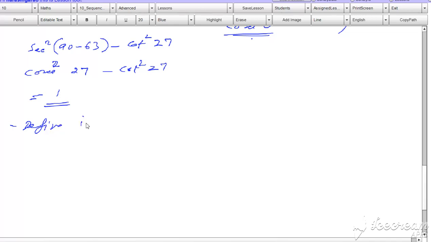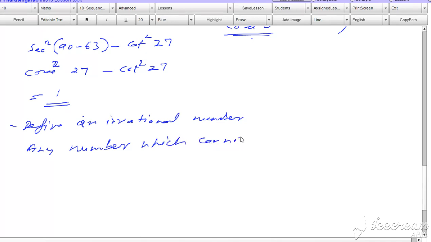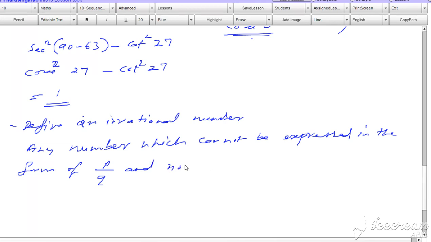Define an irrational number. Any number which cannot be expressed in the form of p over q, and non-terminating and non-recurring decimal.